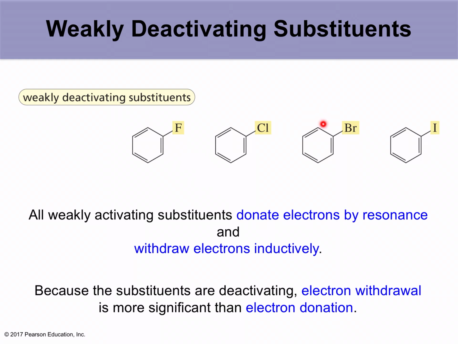You know halogens, if you draw your proper Lewis structure, all of these halogens have 3 lone pairs. Those lone pairs, just like oxygen that we saw in phenol, can participate in resonance. And at the same time, these halogens are more electronegative compared to the carbon, so they withdraw electrons also. All weakly deactivating substituents donate electrons by resonance and withdraw electrons inductively.